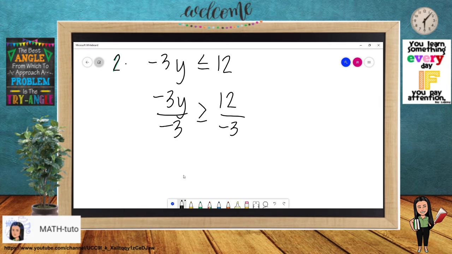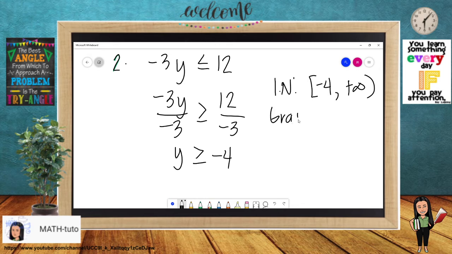So, -3y divided by -3 is y greater than or equal to -4. And that is our answer. If you want to write it in interval notation, then it is -4, included, until positive infinity because it is greater than or equal to -4.